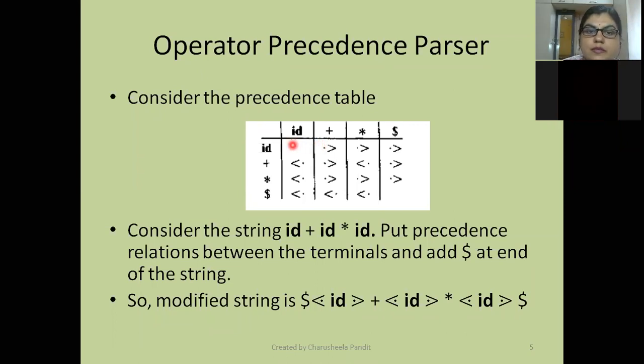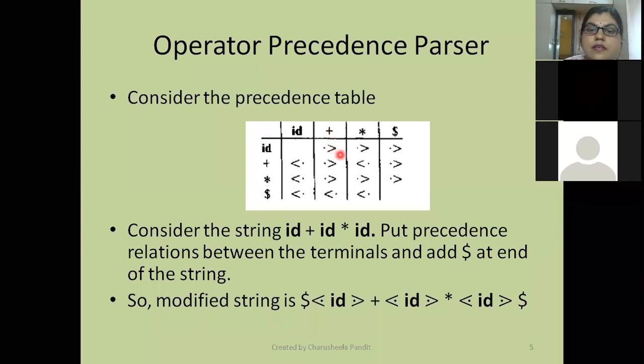So operator precedence parser basically takes this precedence table as an input. So here you can see how this precedence is made. If we consider id is having the highest precedence over all the operators, then we can say id is having more precedence than plus. With asterisk also it is having more precedence, and if we compare id and dollar, id is having more precedence. Now, plus, asterisk, and dollar, all these three terminals are having less precedence than id. So id greater than symbol plus, id greater than asterisk, id greater than dollar. And if you take this as a column, plus less than id, asterisk less than id, and dollar less than id.